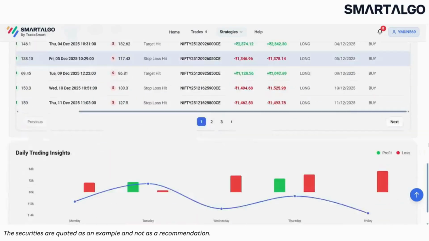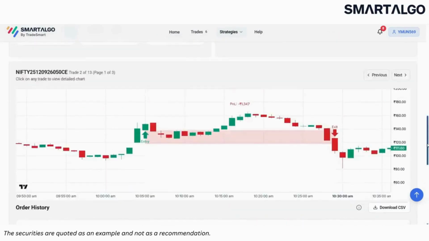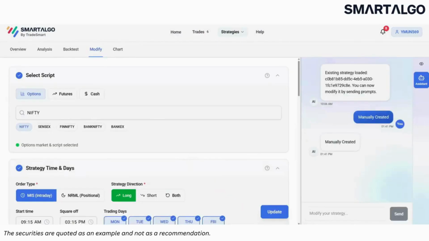The daily trading insight section further breaks this down into a session-wise performance summary. If you feel the strategy needs adjustment after reviewing the backtest, simply switch to the Modify tab to fine-tune and retest.